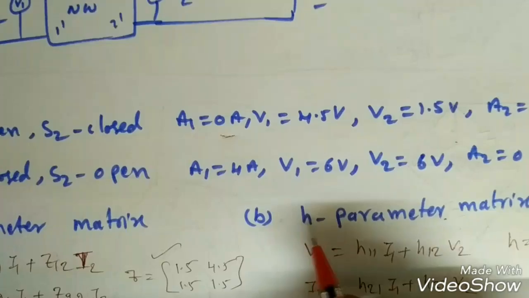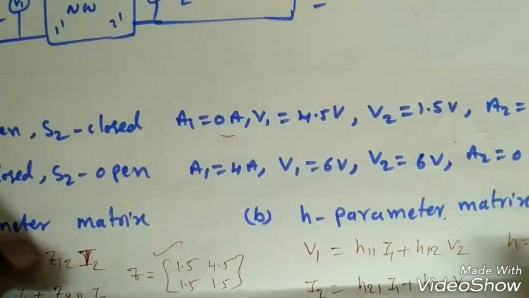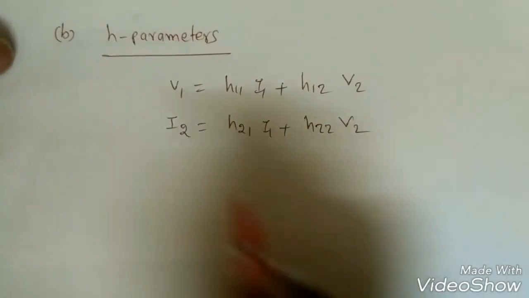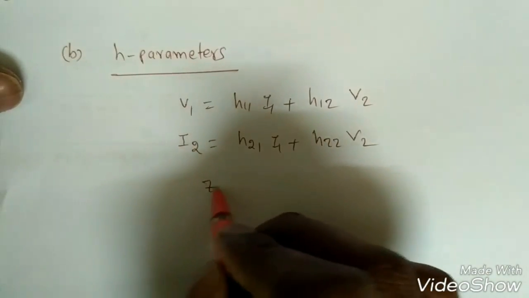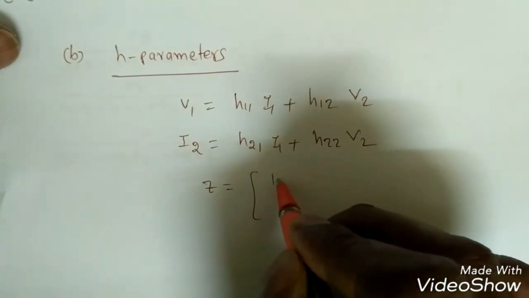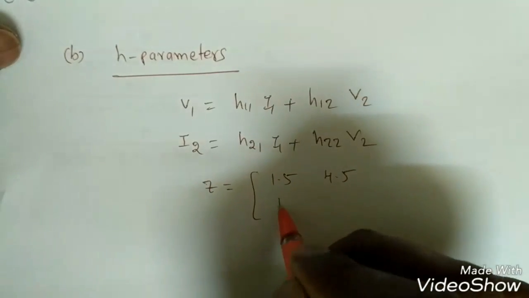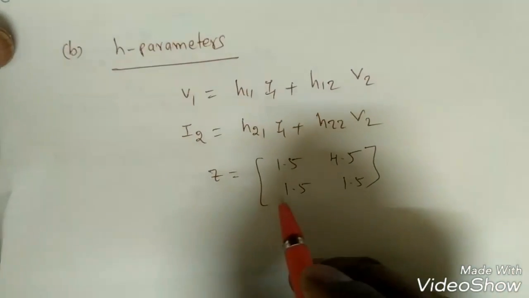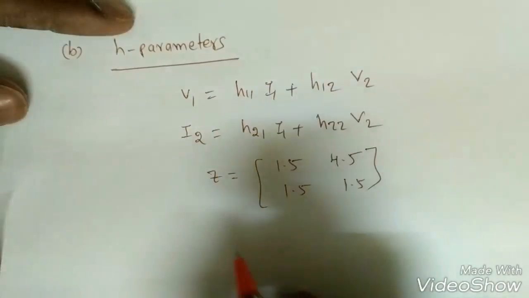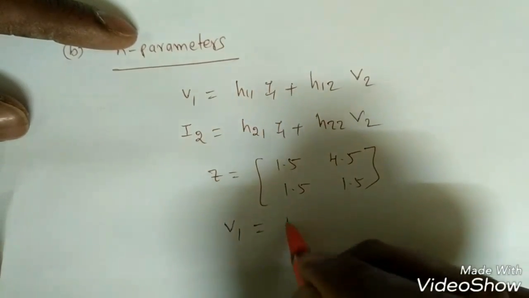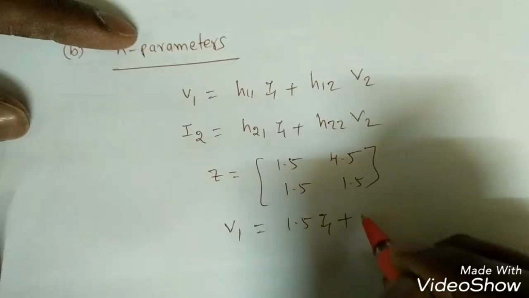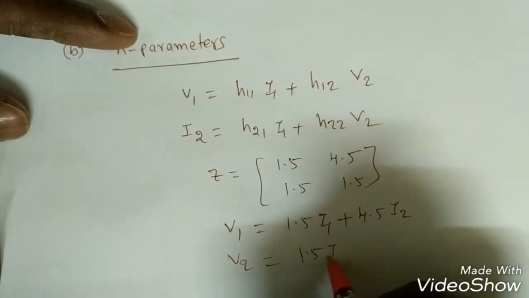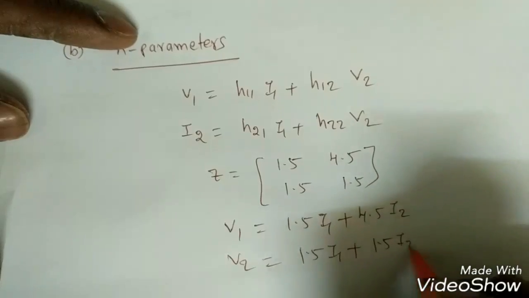Now we will solve for the H parameter matrix. Now I'll take one more page. We already got the Z parameters. So the Z parameters, what we got? 1.5, 4.5, 1.5, 1.5. Now from these Z parameters we can easily find V1 and V2. V1 is equal to 1.5 I1 plus 4.5 I2. V2 is equal to 1.5 I1 plus 1.5 I2.